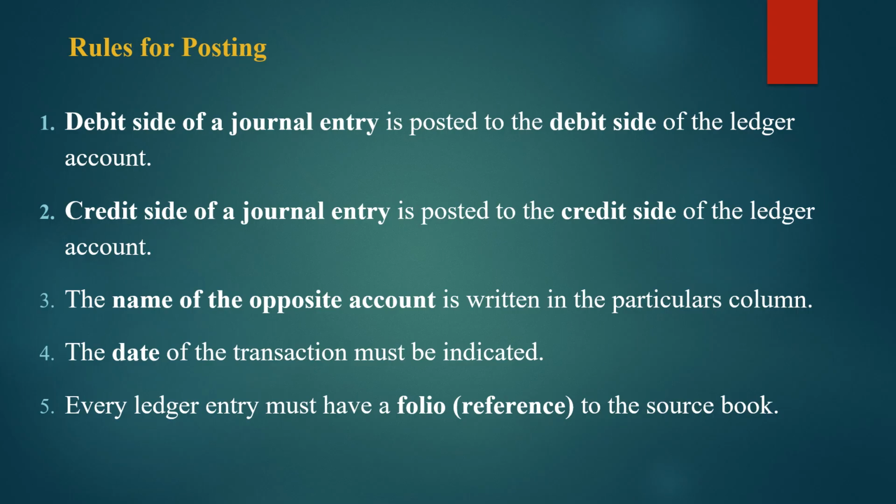When we say folio, what do we mean? We mean a reference to the source book. So if the entry being recorded is from a sales journal, it must have that reference. Every ledger entry must have a folio, or a reference to the source book. We need to know where it came from.